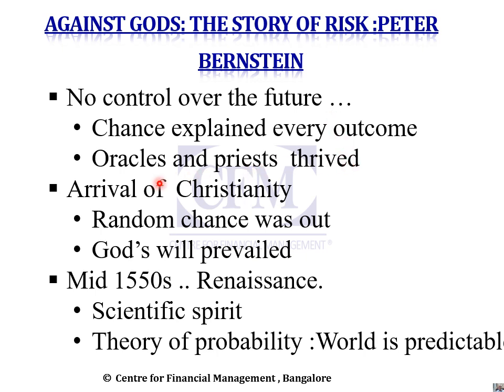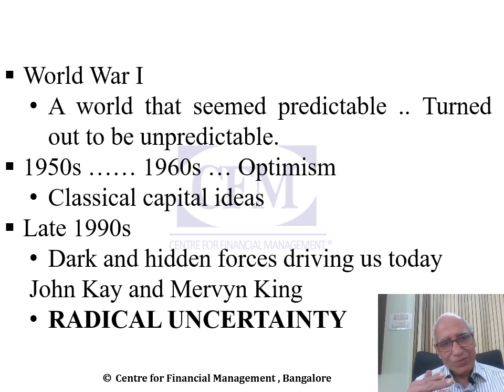With the arrival of Christianity, random chance was out and God's will prevailed. From the mid-1550s, the spirit of Renaissance flowered, and during that period, scientific spirit blossomed, the theory of probability was developed, and the world seemed fairly predictable. After World War I, a world that seemed predictable turned out to be unpredictable, and this uncertainty prevailed till the end of the Second World War, when things started stabilizing and normalizing.